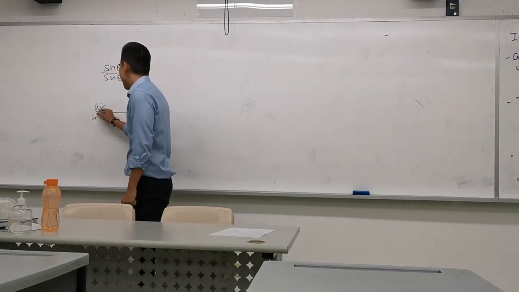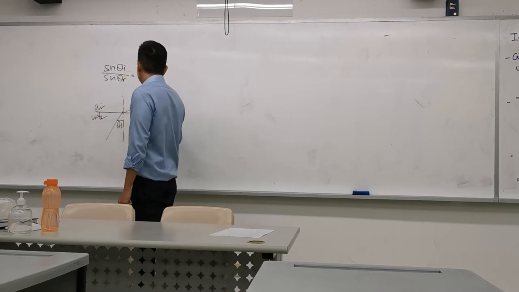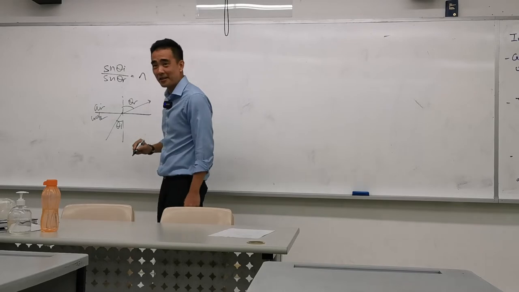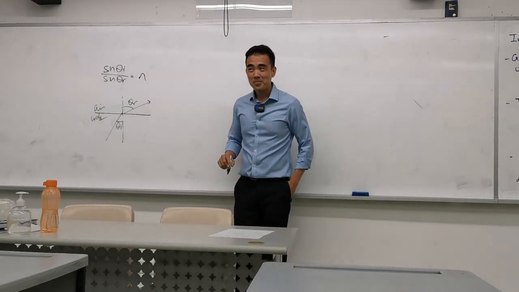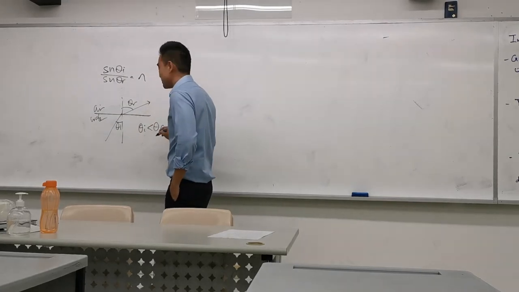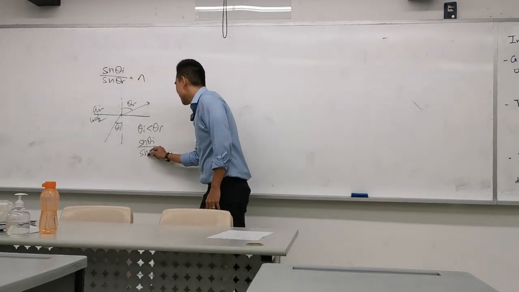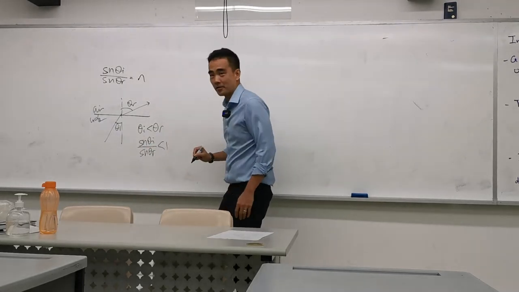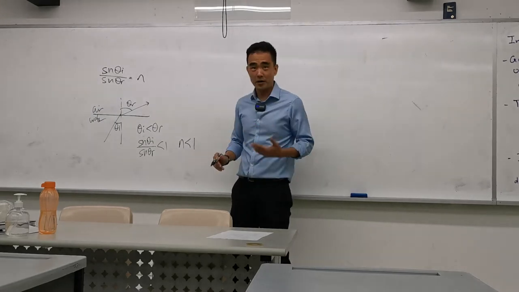You see, if you go from air to water, this is incident and this is refracted, right? Agree or not? So do you agree that theta i will be smaller than theta r, and therefore sine theta i over sine theta r is going to be smaller than 1? And therefore you have a refractive index that's going to be smaller than 1.